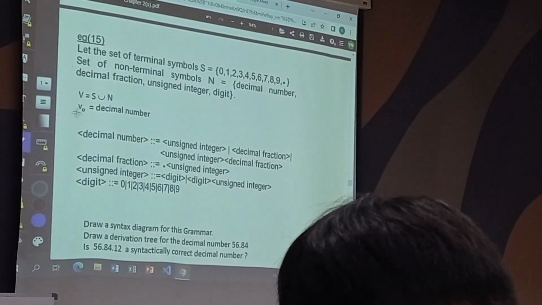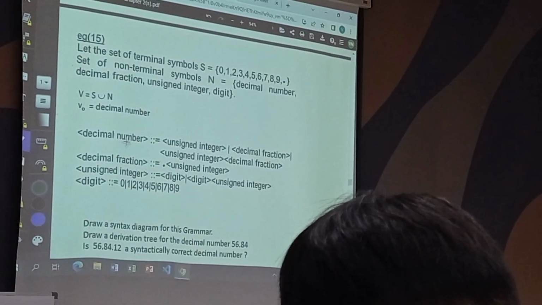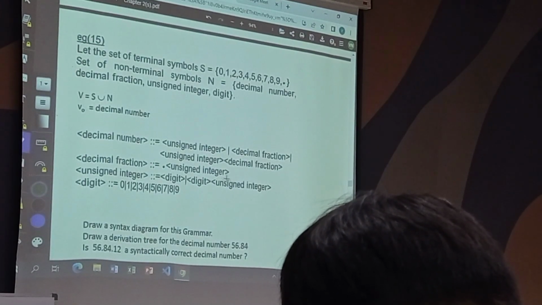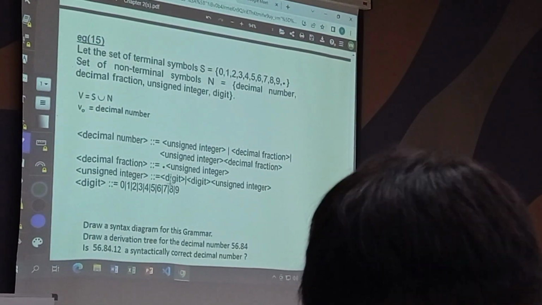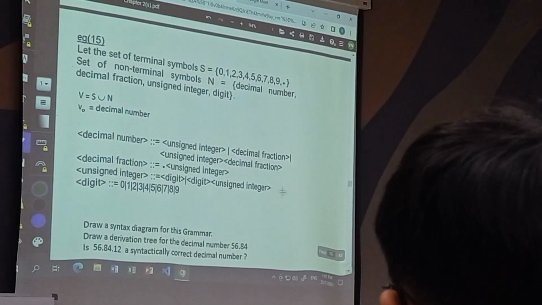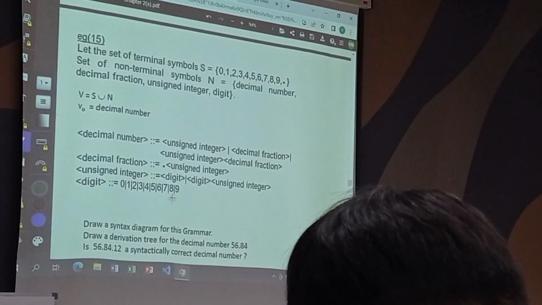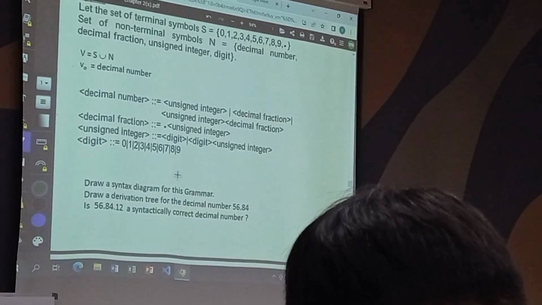So we have decimal number as the starting point, V0. Now we will start to substitute from decimal number with all these alternatives here. After that, the decimal fraction, we can substitute with a decimal point and unsigned integer. Unsigned integer, you can substitute with digit or digit unsigned integer. And the last one is digit, you substitute with all the numbers from 0 to 9. So now we will need to draw the syntax diagram for this.